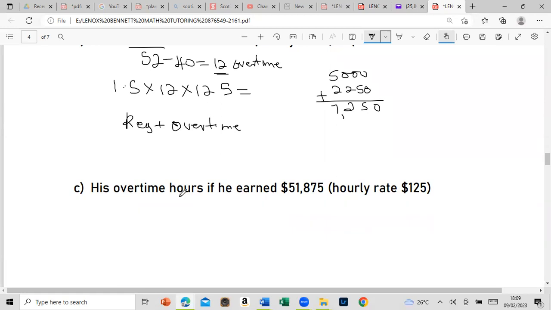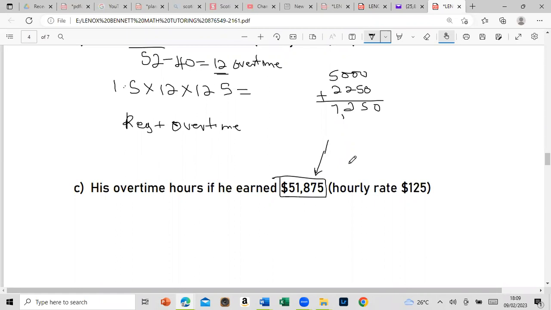So what we need is the overtime hours if he earns 51,875. We kind of overestimated this. But how would you calculate this? Because you want the overtime hours in order to get this, which mathematically is probably not possible, because every day is 24 hours, and if you multiply that by 7, you probably don't even get whatever we will get for this.